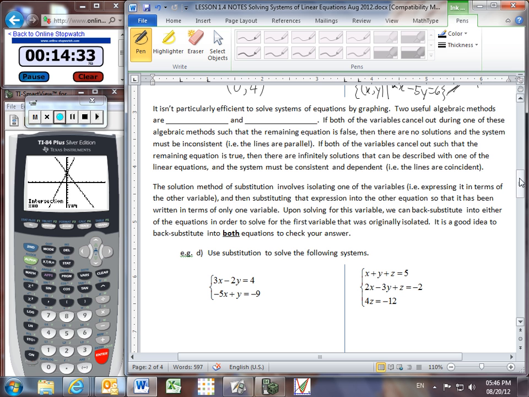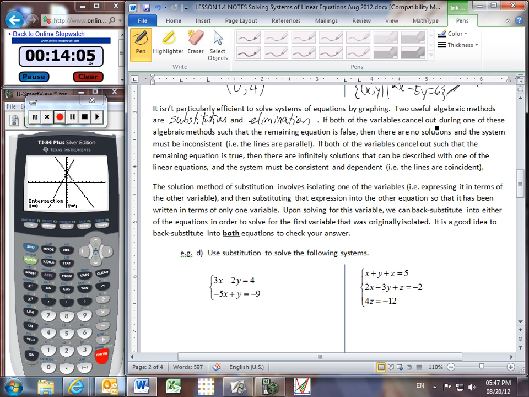Two useful algebraic methods are substitution and elimination. Now let's suppose that while you're doing one of these algebraic methods, both of the variables cancel out. That is to say that suddenly you've got no x's and no y's in the equation.